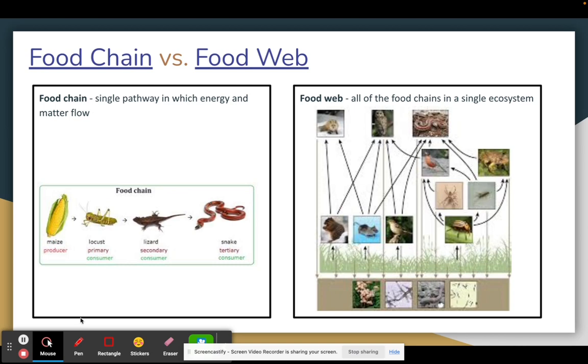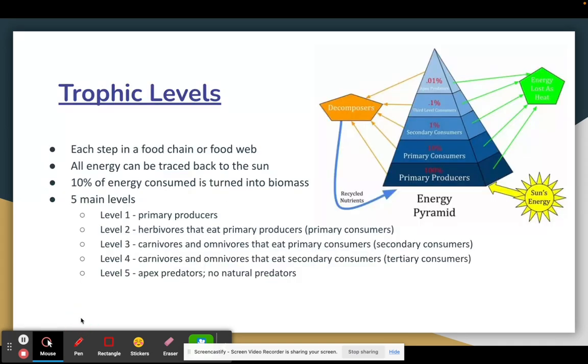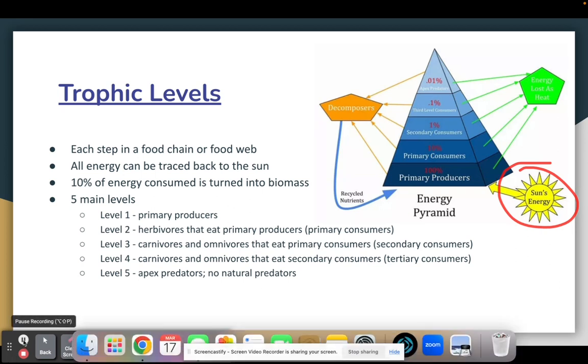When we look at this, though, the important thing to realize is where all of the energy originates from and how it is used as you move up the energy pyramid. Each step in a food chain or a food web actually has a certain level of energy that is used and able to be transferred. All of the energy, though, since the producers are the bottom of our energy pyramid, in an ecosystem can be traced back to the sun, since the primary producers are going to use photosynthesis to create their energy.